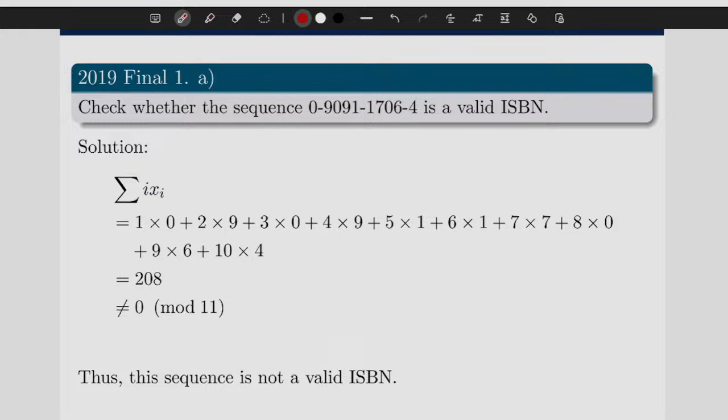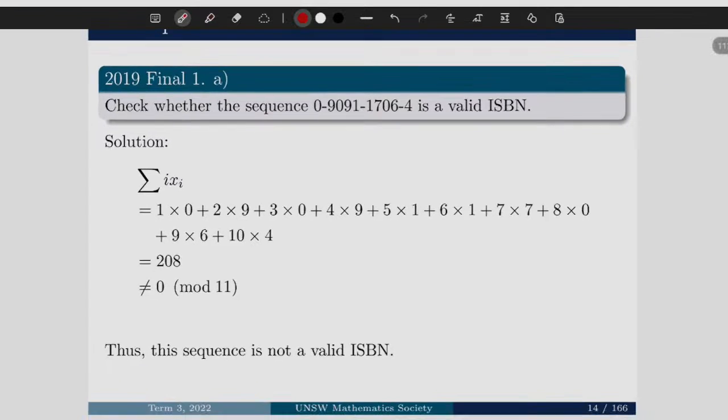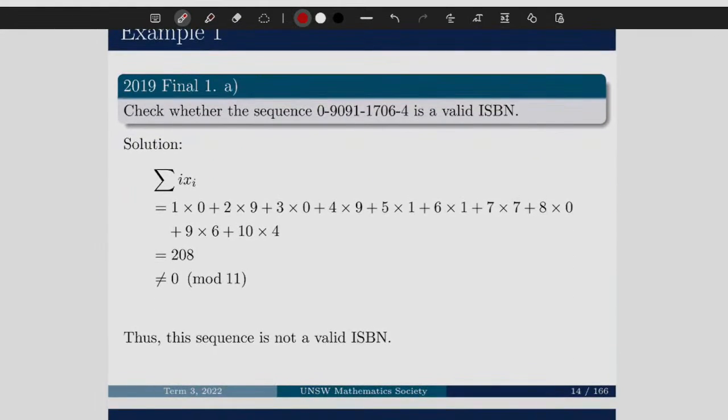I think this exam question is pretty basic, pretty simple. So let's just ask, how can we make this a valid ISBN, essentially? How can we correct one of the digits here to make it valid?